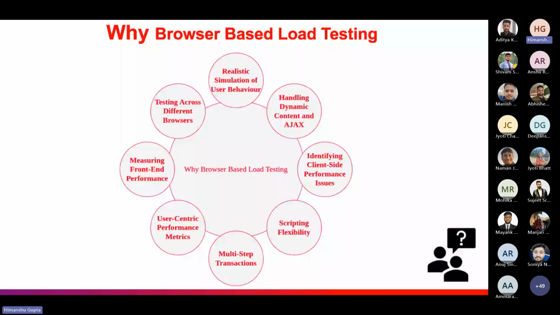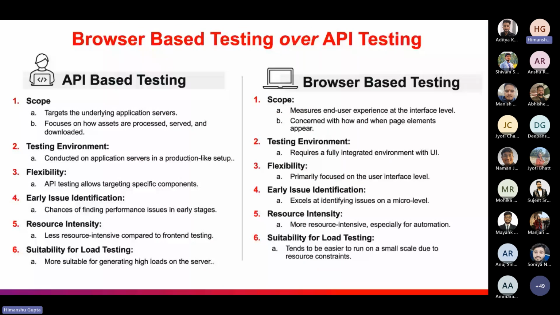So let's move on to the next slide: browser-based testing over API testing. Here we are going to discuss why we choose browser-based testing over API testing. Let's first discuss API-based testing. The scope of API-based testing is that it targets the underlying application servers, meaning it calls each request of the individual services. For example, if we have different microservices, then we will test all the requests there individually.